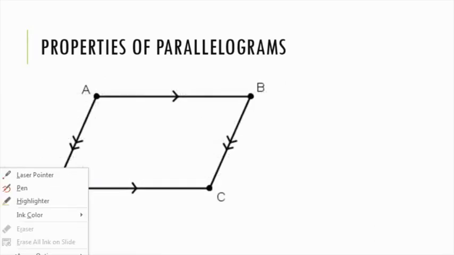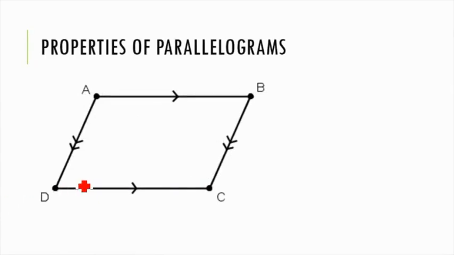So let's look at those four theorems that we just talked about. The first one says the opposite sides are congruent. For this parallelogram, remember these arrows just mean that the sides are parallel, that they have the same number of arrows. So AB is parallel to DC, and AD is parallel to BC. Since the opposite sides, AB and DC, AD and BC, are parallel, it is in fact a parallelogram.